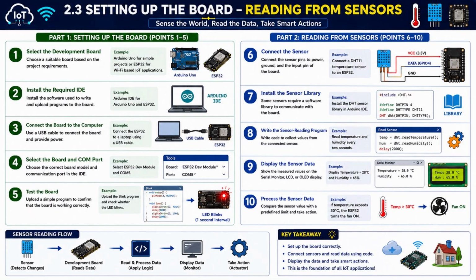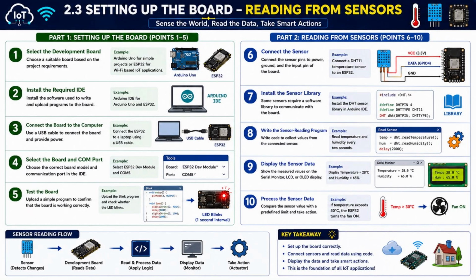For that, we have to upload some program. For example, if you want to blink the LED every 1 second, like the previous topic, here also upload the blink program and check whether the LED is blinking or not every 1 second, depending upon the given value. Next, the main thing, according to our title, we have to learn reading values from sensors. That is, how to display the sensor values.